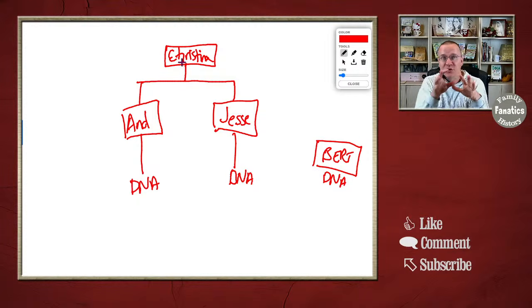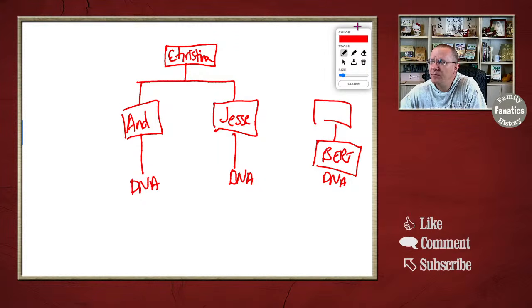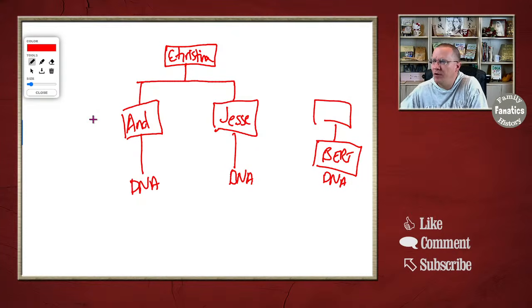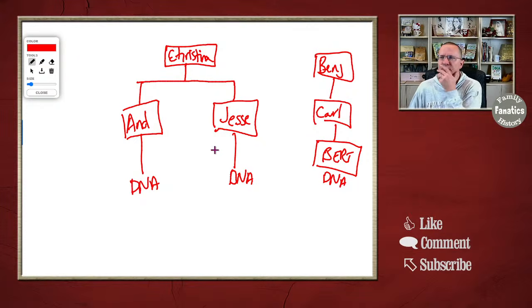Okay, so what I've started to do then from this Leeds chart is I've started to create a little family tree of this group. Now, do I know necessarily at this point how Christina relates to Bert? Probably not. But what I do know is I have some information from Bert. I know that his dad was Carl and his dad was Benjamin, most likely. Okay.